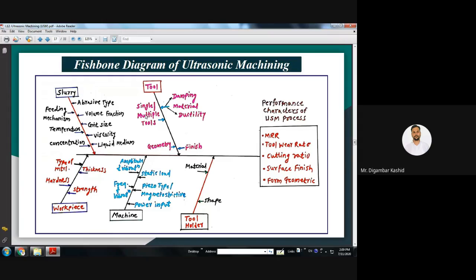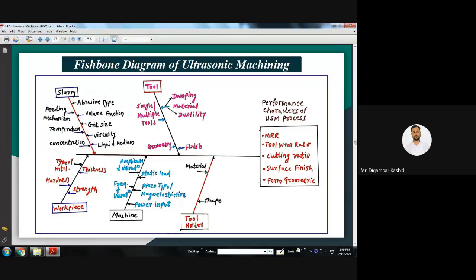Then tool material. What are the damping characteristics of the material of the tool, and what is the ductility of the tool? So both we need to consider under this tool material. Both of these will affect the performance of this USM process. And another very important parameter is the surface finish of the tool.